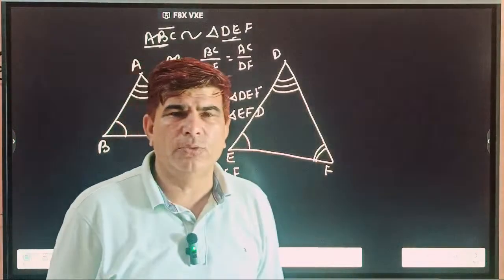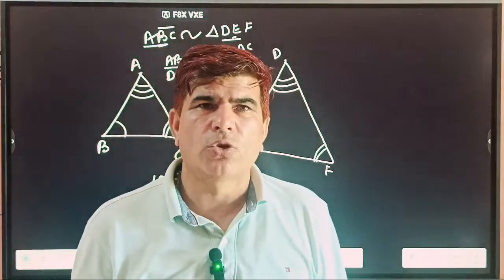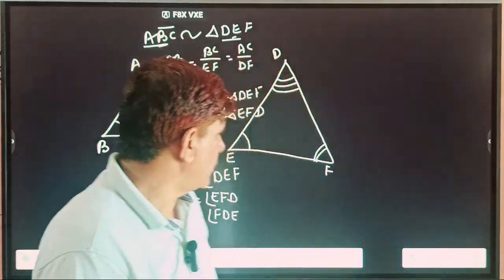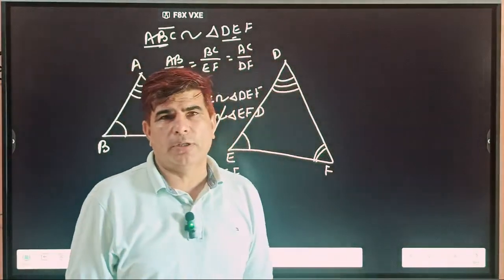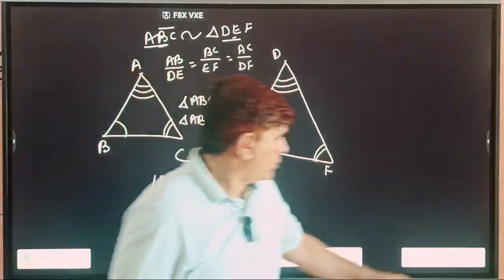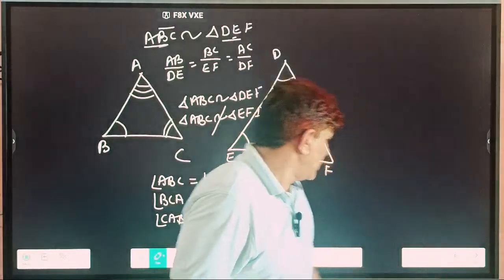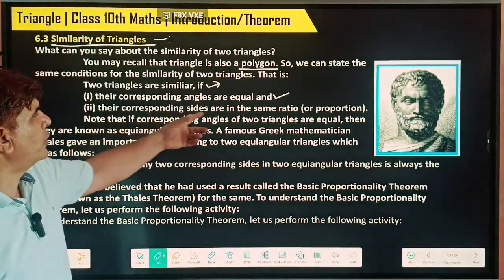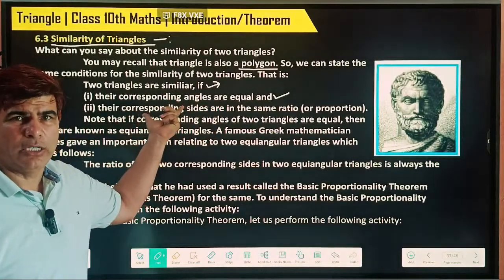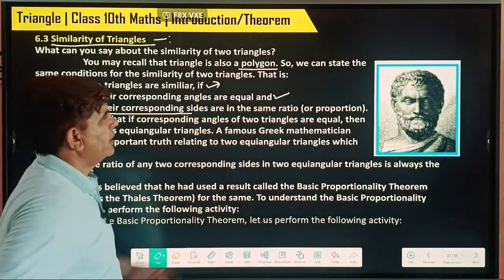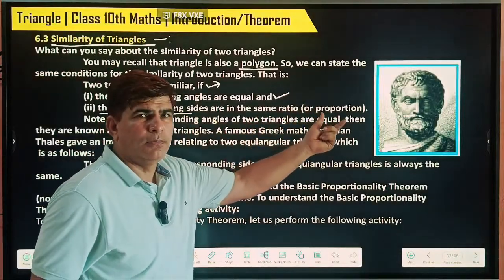In congruent triangles, we use CPCT, corresponding parts of congruent triangles. And this theorem, Thales theorem, is so important for this chapter. So note that their corresponding sides, which I told you the meaning of, are in the same ratio or proportion.